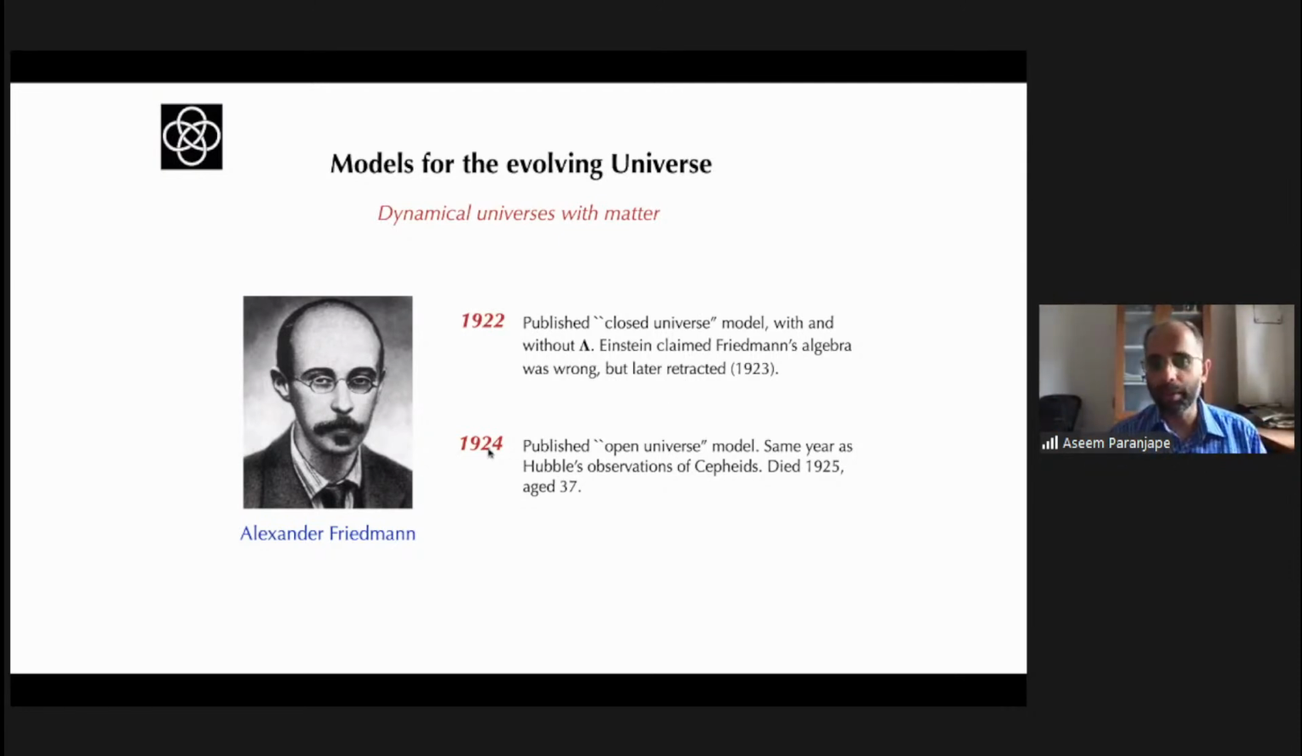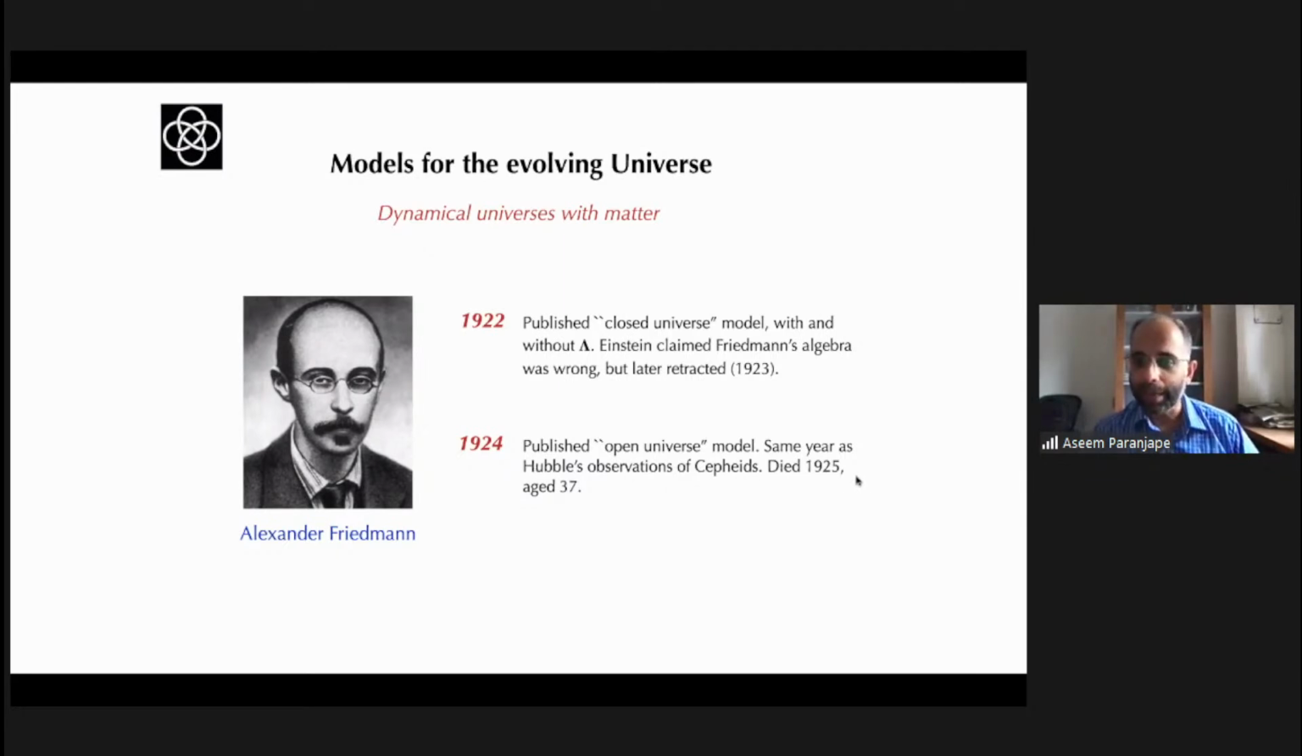This did not stop Friedman. In 1924, he published what then became the open universe model, just reversing the sign of curvature. Interestingly, this was the same year as Hubble's observations of Cepheids in Andromeda, showing that Andromeda is at a cosmic distance away from us.